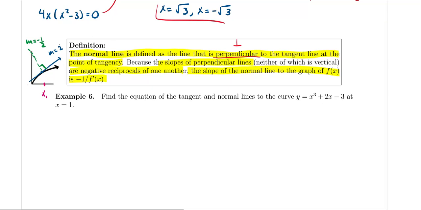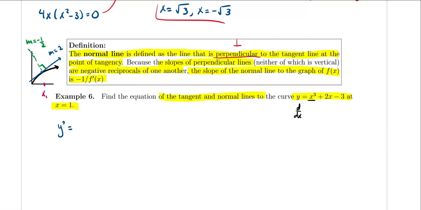Okay, so now let's put this concept into practice with example 6. Let's find the equation for the tangent line and the normal line to the curve y equals x cubed plus 2x minus 3 at x equals 1. Since we're looking for the equation for the tangent line, we need to find the slope of the tangent line. In other words, what is the derivative at x equals 1? So let's find this derivative. Our derivative, y prime, is going to be equal to, alright, what is the derivative of x cubed?